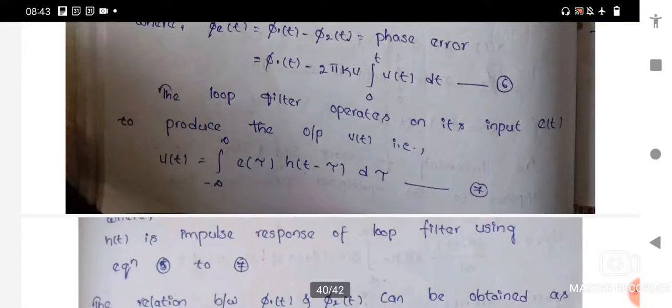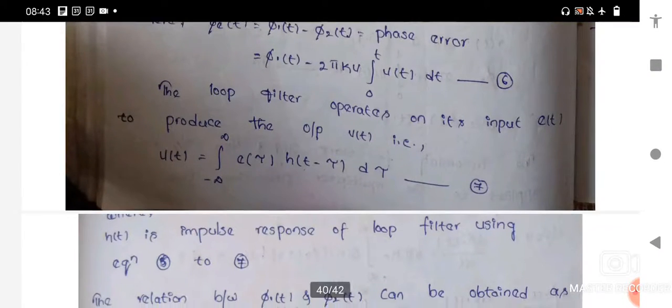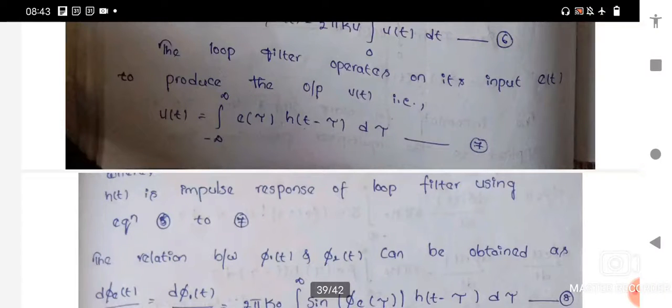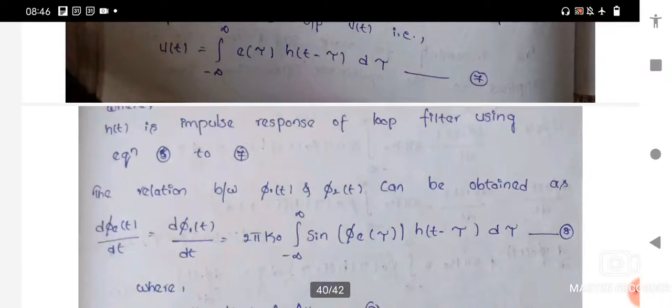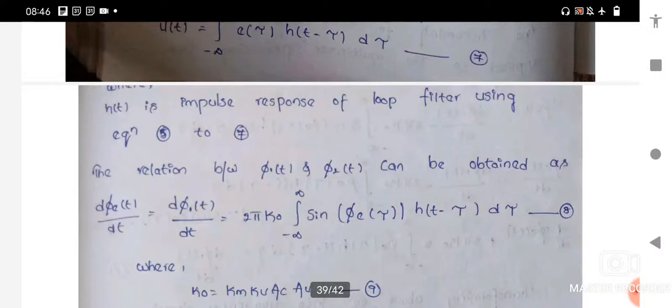The loop filter operates on its input, that is e of t, and the VCO produces the output v of t. So v of t is equal to the integral from minus infinity to infinity of e of tau h of t minus tau d tau. So v of t is nothing but the voltage controlled oscillator output. Here h of t is the impulse response of the loop filter, using equations 5 and 7.